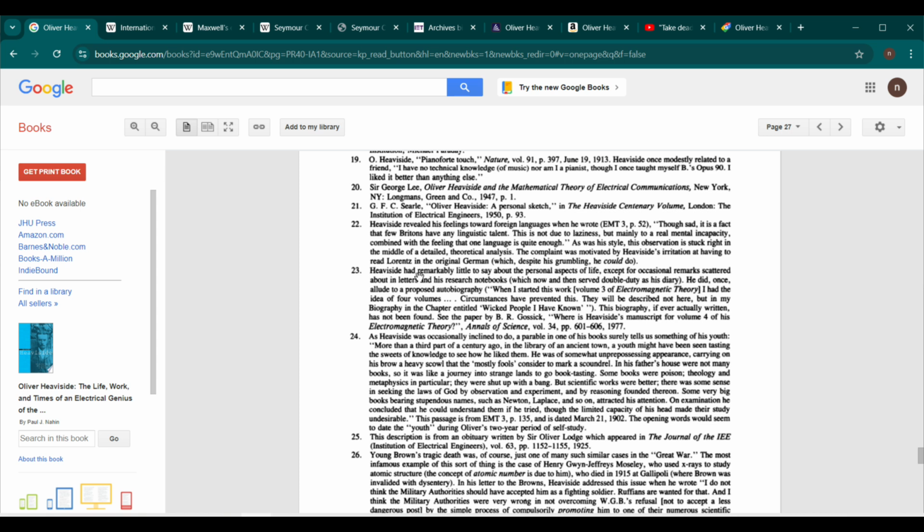Oh yeah, so this is where it mentions he had little to say about the personal aspects of life, except for occasional remarks scattered about in letters and in research notebooks, which now and then served double duty as his diary. He did once allude to a proposed autobiography.